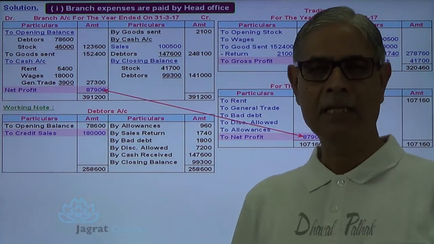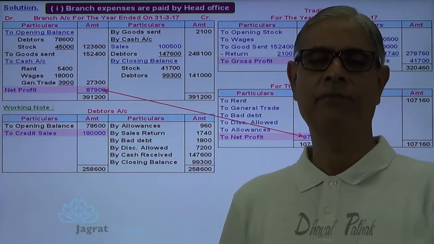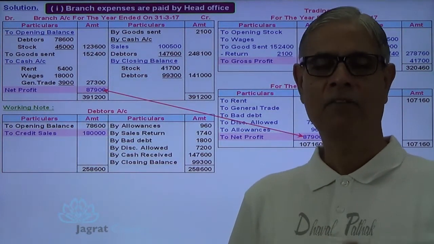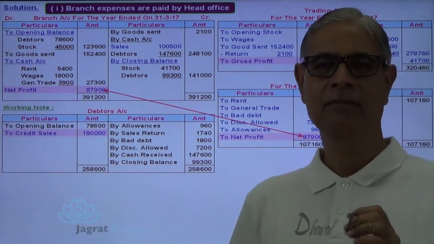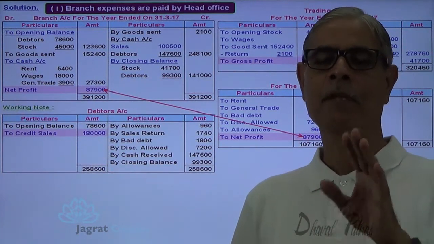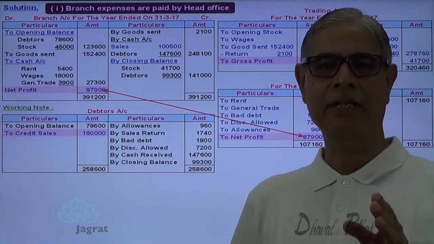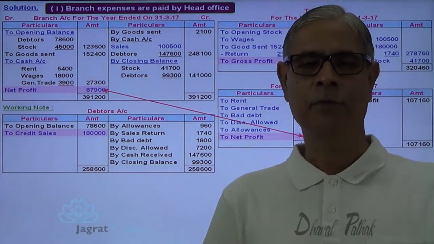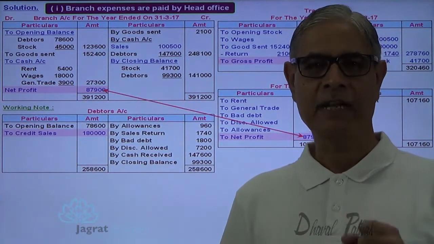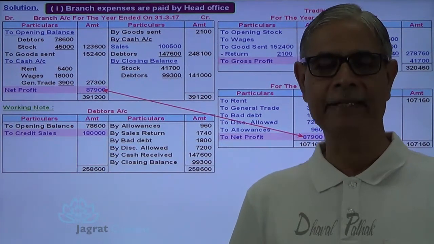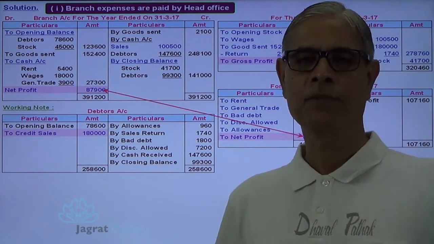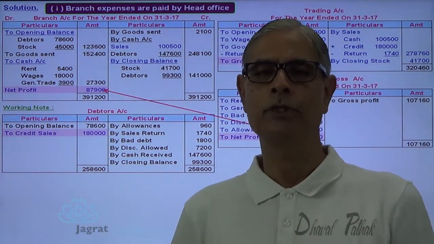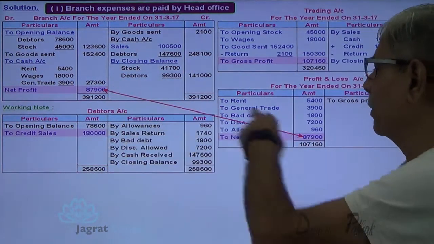preparing branch account. And the philosophy with the branch account is prepared by capital comparison method, wherein closing capital plus drawings minus opening capital and additional capital, we get the profit. Same principle is followed over here in preparing branch account, which I have explained to you in the theory discussion of debtor system that I have already uploaded in the previous video uploaded on YouTube. Now the profit is same.